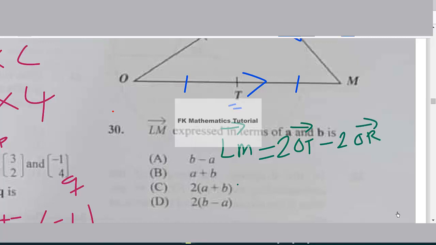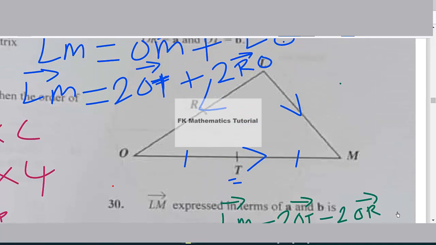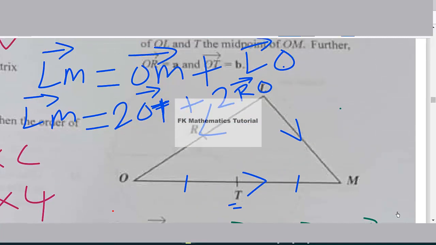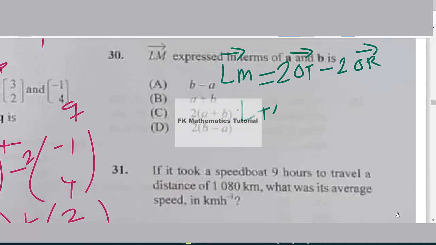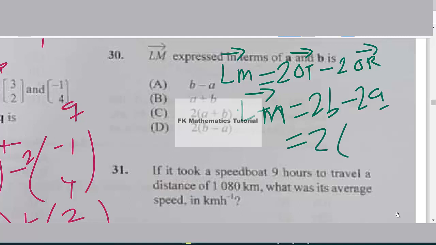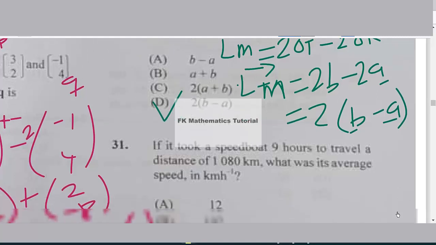So we can now do the substitution. OR is A and OT is B. So this will be equal to 2B minus A minus 2A, which is 2 into bracket B minus A. So the correct answer is option D.